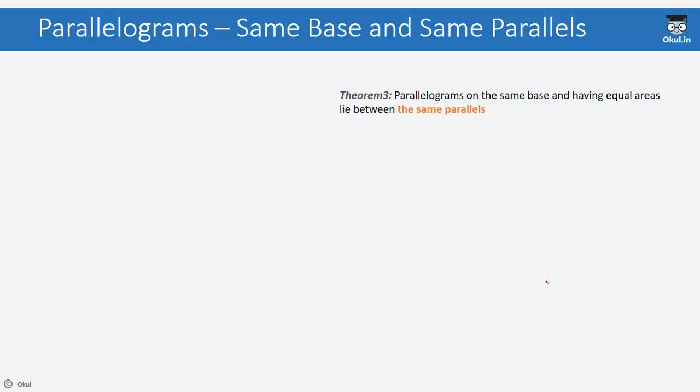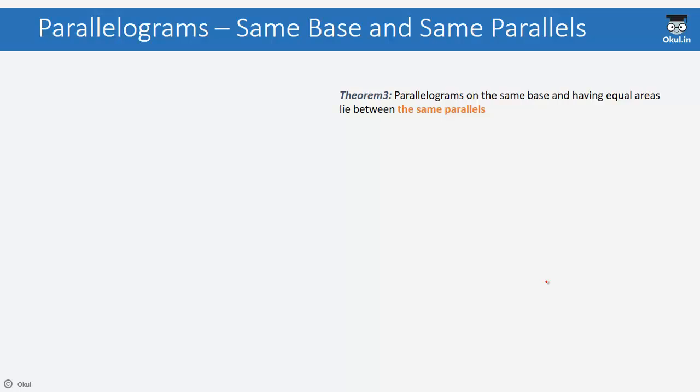Now theorem 3. This is basically the inverse of theorem 1, which states that parallelograms on the same base and between the same parallels are equal in area. Theorem 3 states that parallelograms on the same base and having equal areas lie between the same parallels.